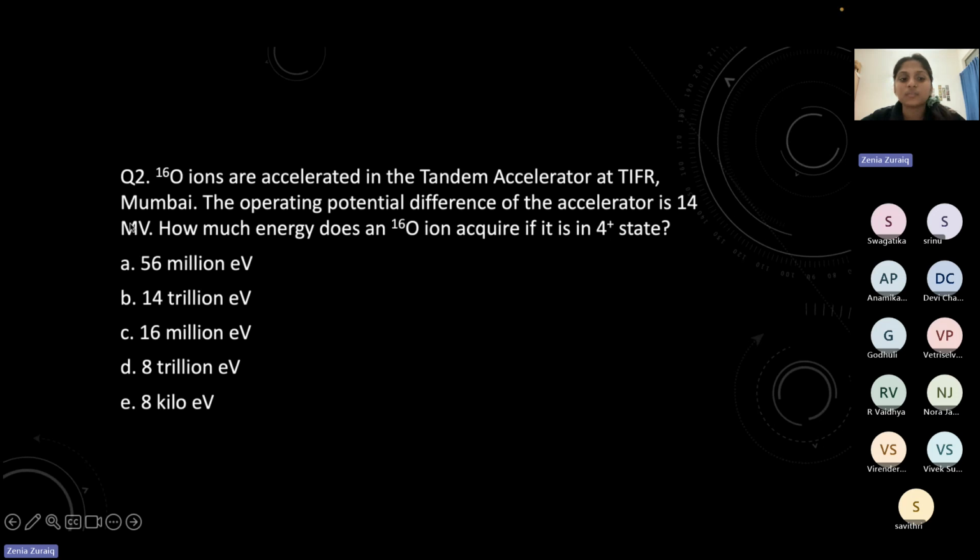Million volt or megavolt, both are the same. And how much energy does a 16 oxygen ion acquire if it is in the 4 plus state? This is also a very direct question. I'll give you 5 minutes to solve. You don't even need 5 minutes actually, you just need 2 minutes, but I will give you some time to solve.